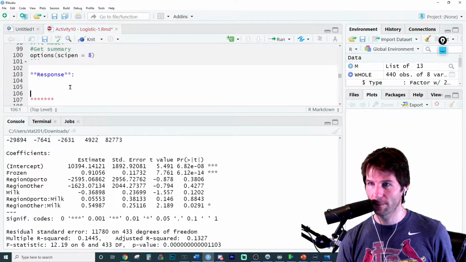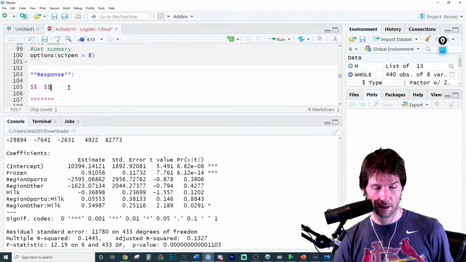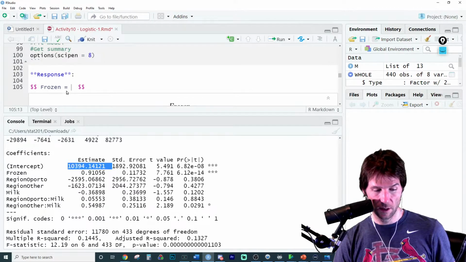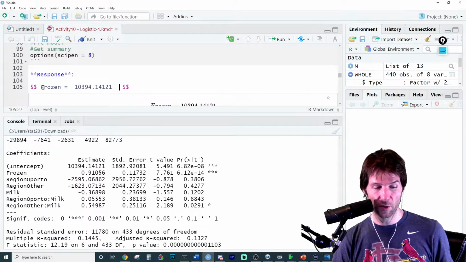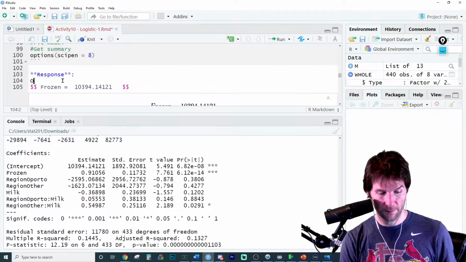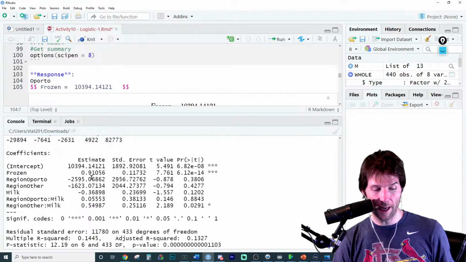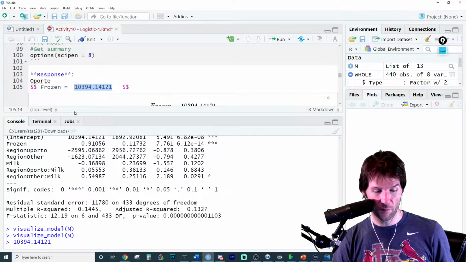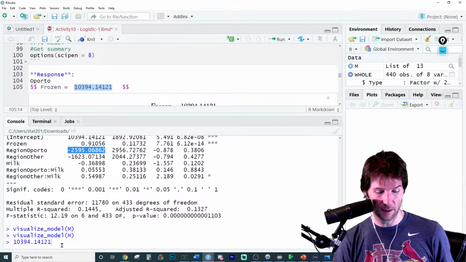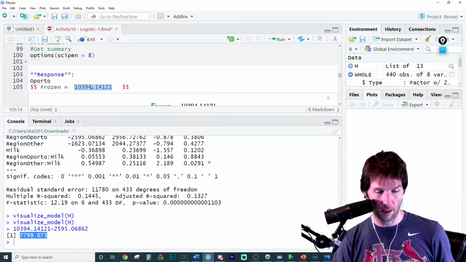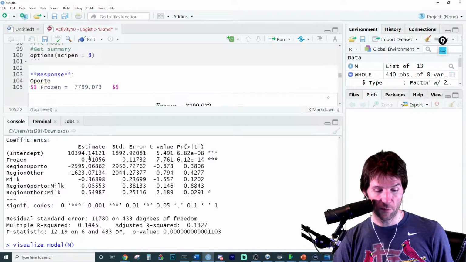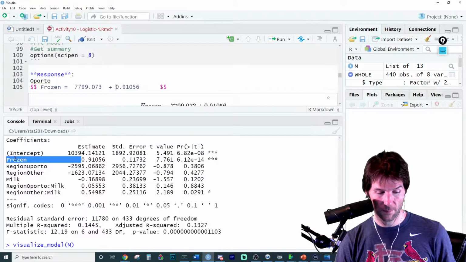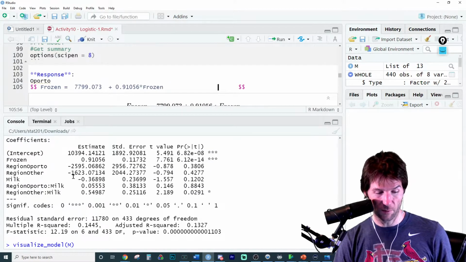So let's go right here and let's put in the variables. Now we are predicting frozen equals intercept. And now the intercept, if we're doing Oporto, so let's do Oporto. With Oporto, we have to subtract from the intercept this value. Because remember, we're plugging in a 1 for Oporto here, which is going to give you that value. And then frozen is just going to be multiplied by this. There is no interaction. So frozen is just this right here. And we just take the values, do that for frozen.